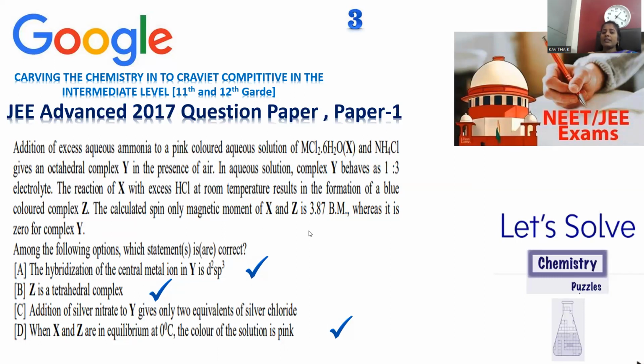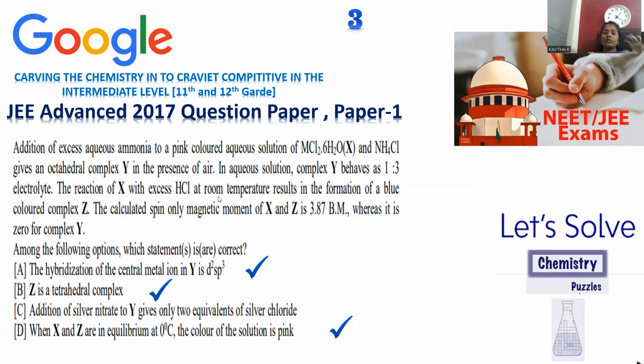X compound, Z compound, both have the same number of unpaired electrons, that is 3 in number. If 3 unpaired electrons are present, the spin-only magnetic moment will become 3.87. Whereas it is 0 for complex Y. Complex Y is not exhibiting any magnetic moment; the magnetic moment value is taken as 0. That indicates all the electrons are paired up.